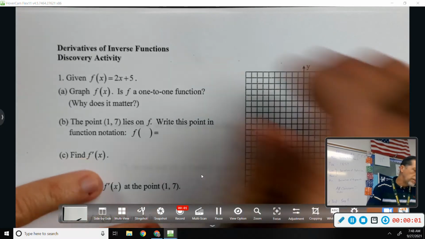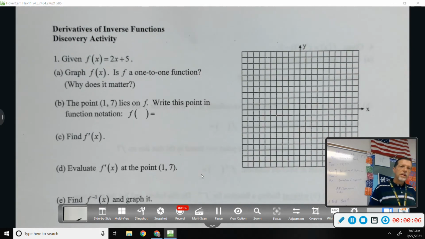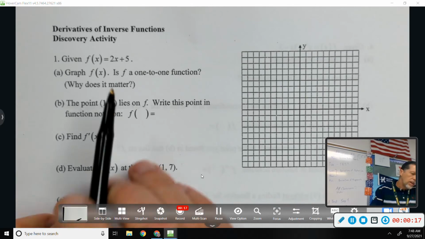All right, derivatives of inverse functions. We're going to walk through it. This feels complicated to get to the final answer. I think once we get there, you'll be okay, but man, it's a lot of steps to get there.